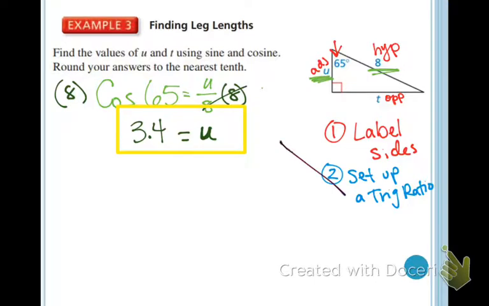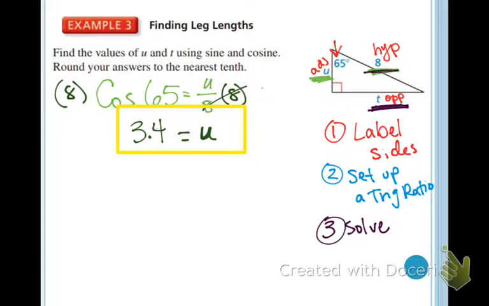Sorry, I forgot step 3. Step 3 is to solve. I mean, it's pretty simple. Solve. So we know what the value of U is. We need to find the value of T. So we're going to use the opposite side. And then we want to use the side they gave us.